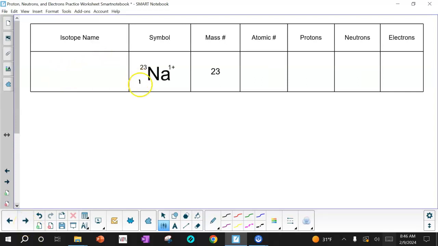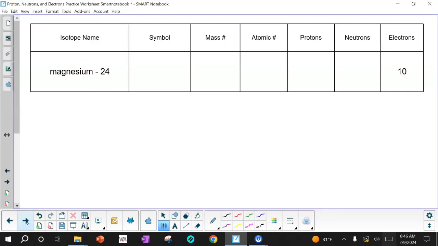Okay, sodium's atomic number is 11. So there are 11 protons. In this case, I have 12 neutrons. 11 and 12 make 23. I have a 1 plus. That means I have 1 more proton than electron. 10. Sodium-23.